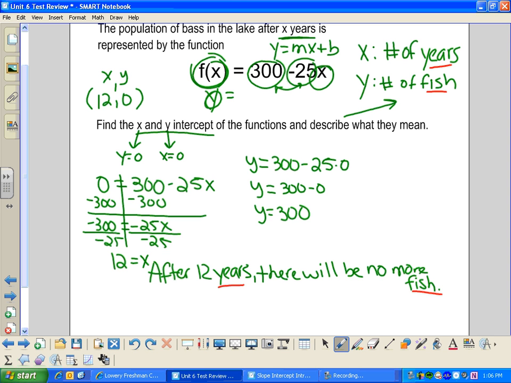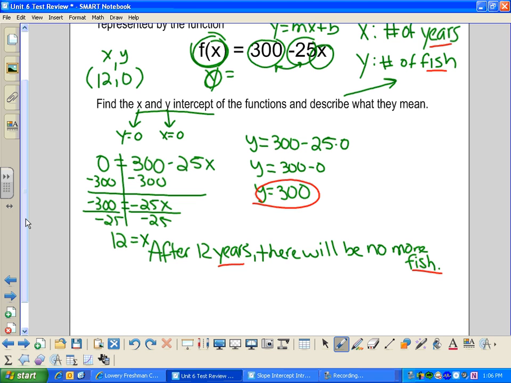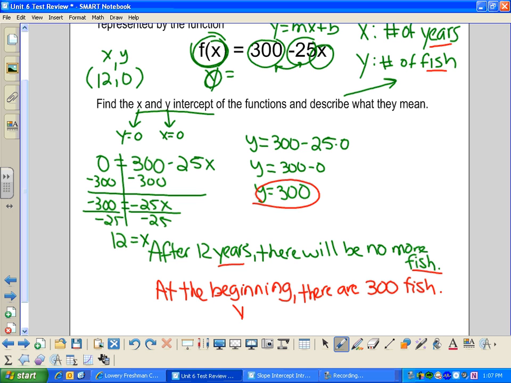Now my y-intercept is where my x is equal to 0. And my x is the number of years and the y is the number of fish. So y represents, at the beginning, or start, at year 0, there are 300 fish. And remember, at the beginning means my year is 0, right? So I have my years and I have my fish. Your y-intercept is always your starting point. So we start out with 300 fish.